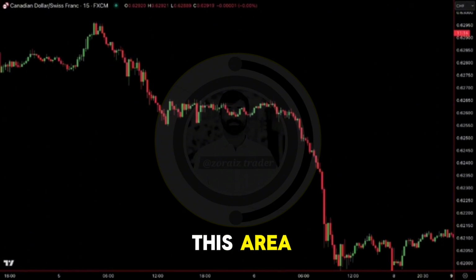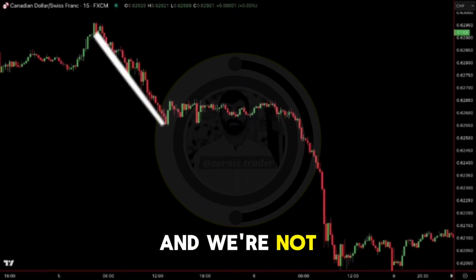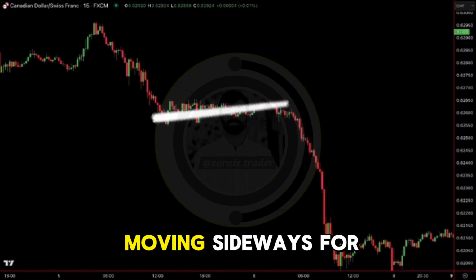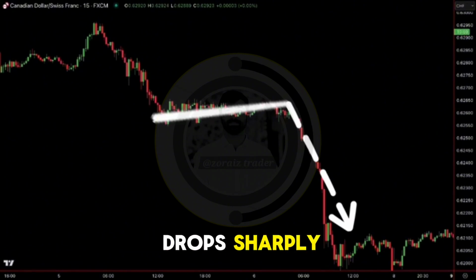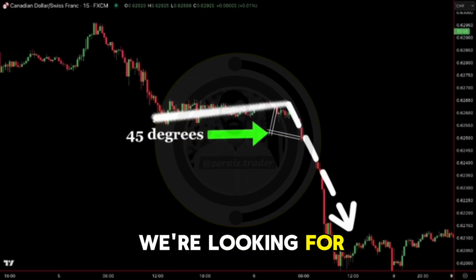First, look at this area. Can we say the trend is moving sideways or horizontal? Not at all. It's clearly going down, which means it's in a downtrend, and we're not looking for trades here because this isn't the type of trend we need for this strategy. Now, check this section. The trend is moving sideways for a while and then it drops sharply, creating an angle of about 45 degrees. That's exactly what we're looking for.